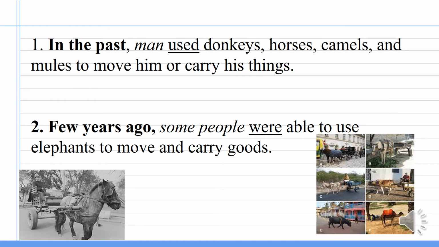Here we have two other sentences where you are going to find the time expression and the verb. Sentence number 1. In the past, many used donkeys, horses, camels, and mules to move themselves or carry their things. What time expression do we use? Yes, we are using in the past. And what verb do we use? Used. Yes.